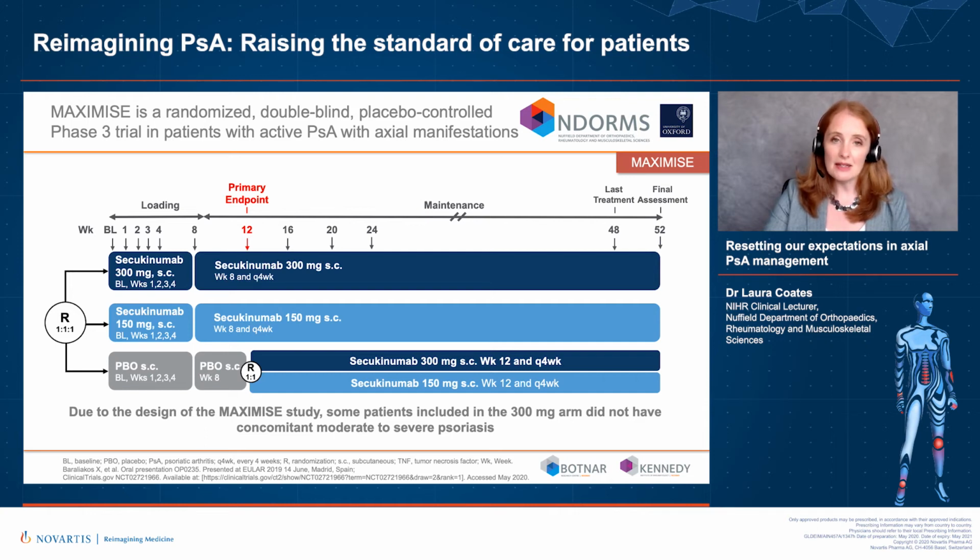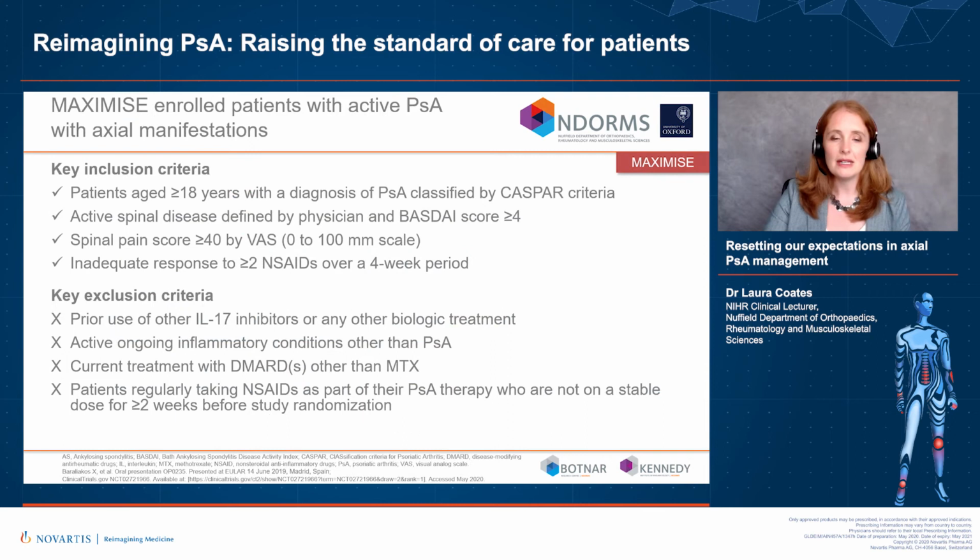And you can see here that those patients who did not respond to placebo were then re-randomized to the 2 different doses of secukinumab at a later stage. This study took patients who had a diagnosis of psoriatic arthritis according to the CASPAR criteria. They had to have active spinal disease as judged by their physician, and that's the gold standard that we use where there is doubt around the exact classification criteria. And they had to have active symptoms as indicated by a high BASDAI score.